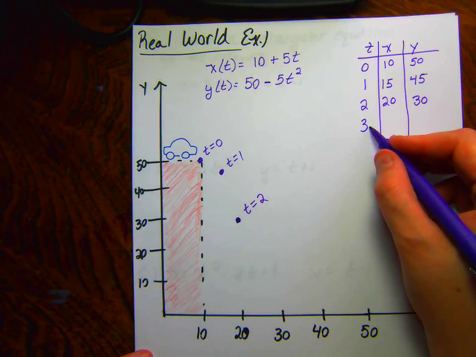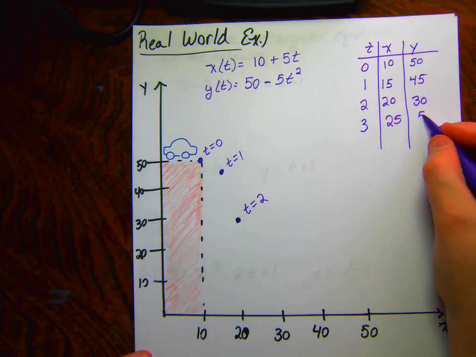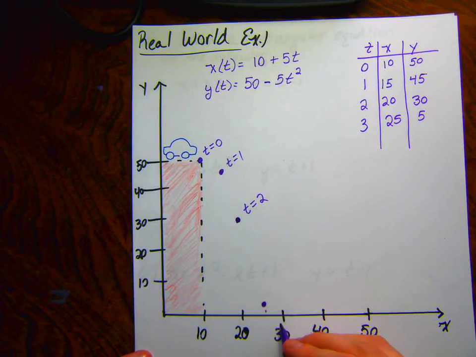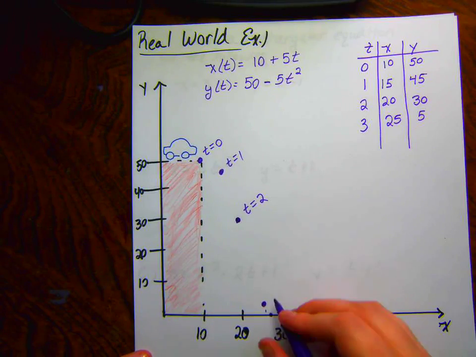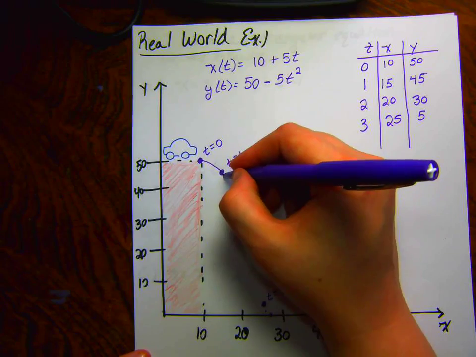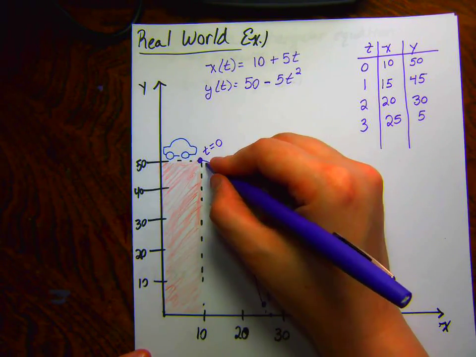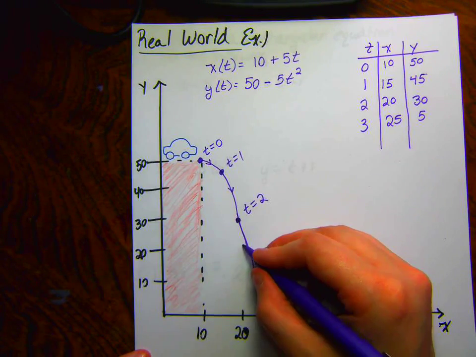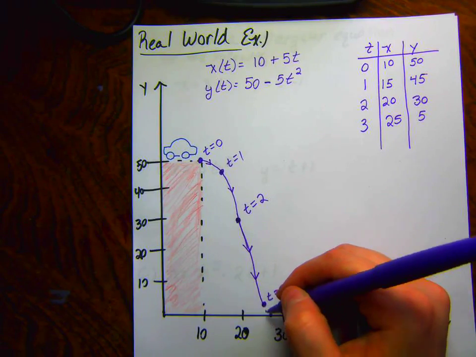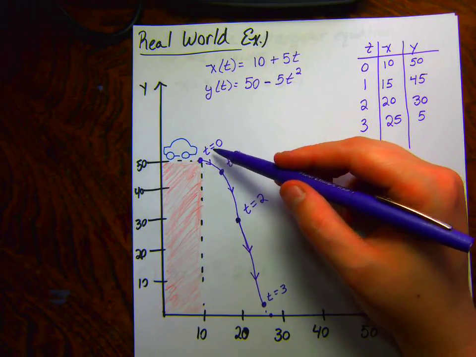Okay, then at 3, I'm going to be at 25 feet and 5. So 25 and 5 is about right here. And then somewhere over here, I'm going to hit the ground. So this is t equals 3. Like this. Again, because I'm in parametrics, I have a nice direction. Okay, I know that my car is going down. I know that my car is not going from here up.